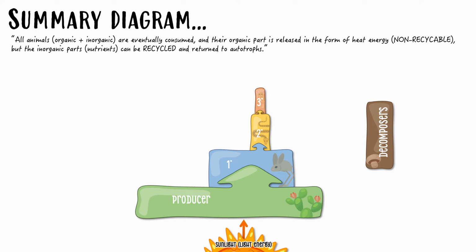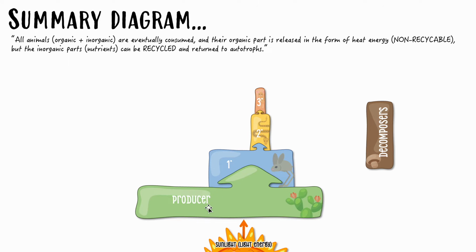Okay, so guys, summary diagram. We're almost here. It's a really cool diagram. It's going to be a nice summary diagram you guys can use. Real quick, first, the words. So all organisms, made up of organic parts and inorganic parts, are eventually consumed, and their organic part is released in the form of heat. This is non-recyclable. It's lost permanently, but thankfully we have sunlight to replenish that. But the inorganic part, so the nutrients like iron, water, carbon dioxide, all that stuff, can be recycled by our detritivores and returned to the autotrophs, okay?